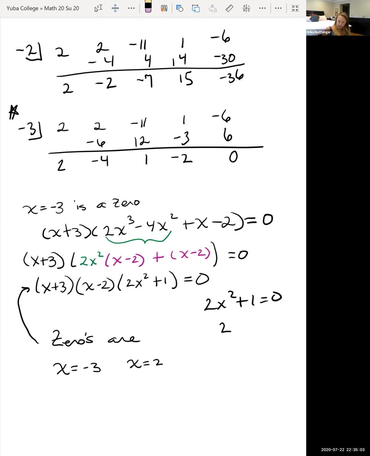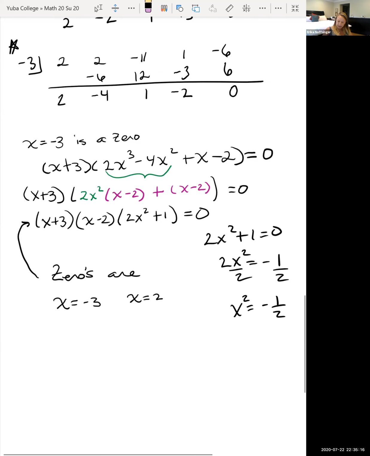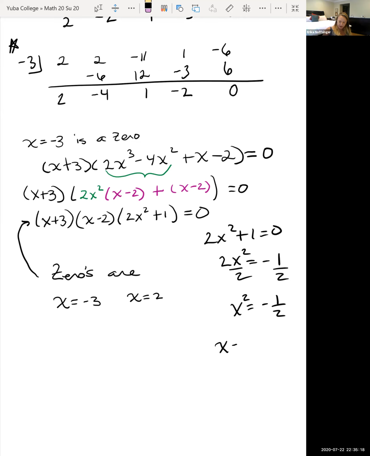So we have 2x squared equals -1, divide both sides by 2. So we're looking at x squared equals -1/2. When we take the square root of both sides, we get x is equal to plus or minus the square root of -1/2. So plus or minus the square root of -1 is i, all over the square root of 2.